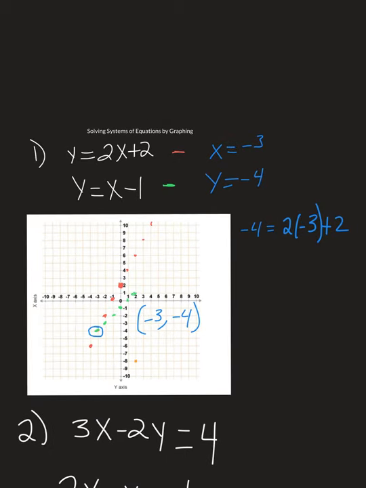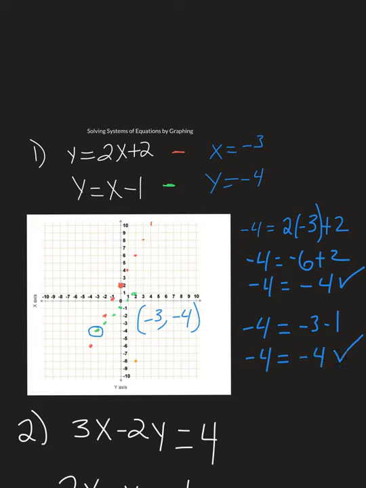And now what we have to do is make sure this is true. We're going to get -4 is equal to -6 plus 2, and -6 plus 2 is -4. -4 equals -4. So the first one works. So now we need to just make sure the next one does. So we're going to plug in y as -4, and we're going to get -4 is equal to -3 minus 1, and we know that -3 minus 1 is -4. We're going to get -4 is equal to -4, and we are good.